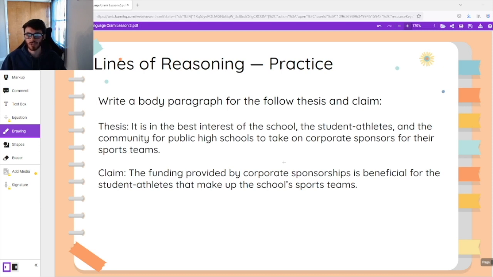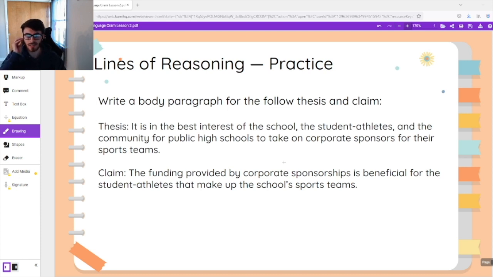This might take you some time. Take as much time as you need. We are going to write a full body paragraph. We're going to put together all of the things we've talked about, because we have all of the components now to do this. We know how to write claims, evidence, and commentary, and we know what order to put them in. So let's put it all together.